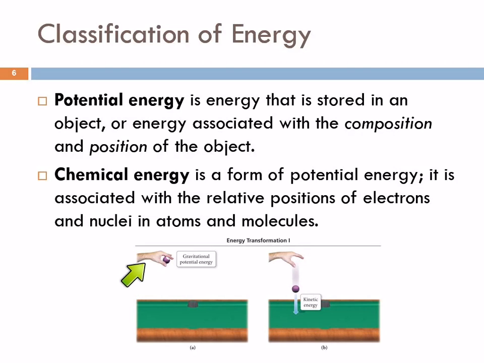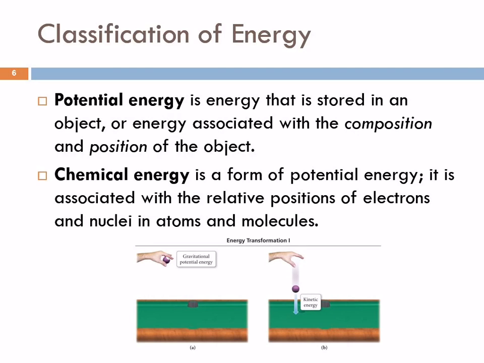Here, the illustration of dropping the billiard ball. Gravitational potential energy: when we lift something above the earth, it has greater potential energy because when we let go, every single time it goes down. The potential energy gets transformed into kinetic energy, the motion of the ball moving towards the center of the earth.